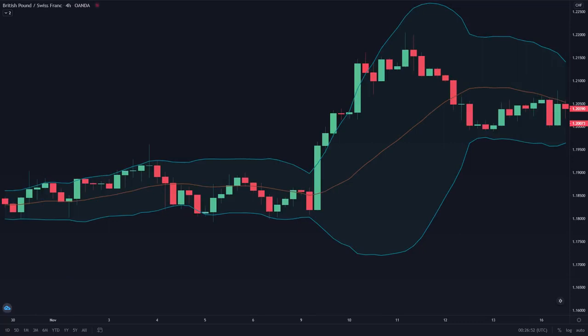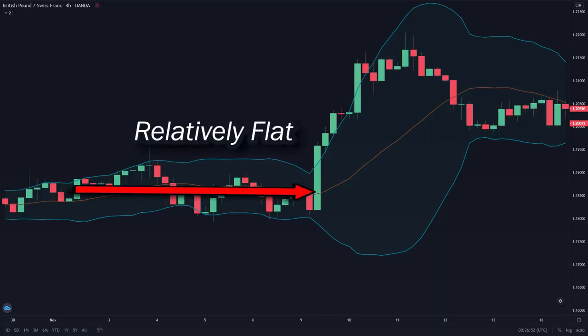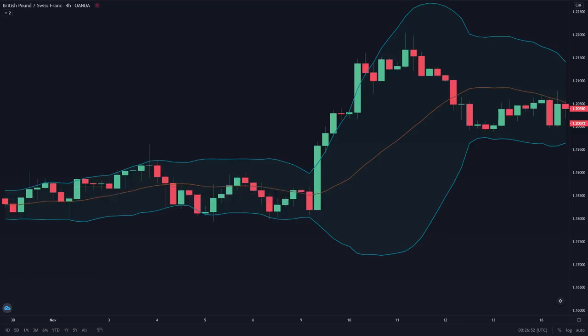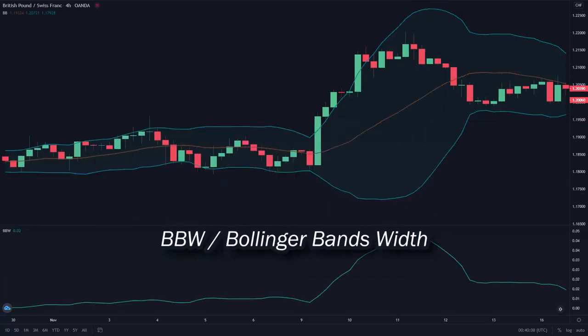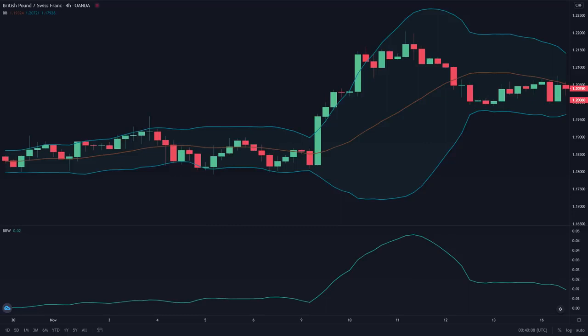First, you need to find a market that is in a range. You can identify this by looking at the middle SMA line. The line needs to be relatively flat like this. However, it doesn't have to be perfectly flat. Next, the two bands must be close to each other. I like to make my job easier by using an indicator called the BBW, also known as the Bollinger Bands width. This indicator shows how far apart the bands are.